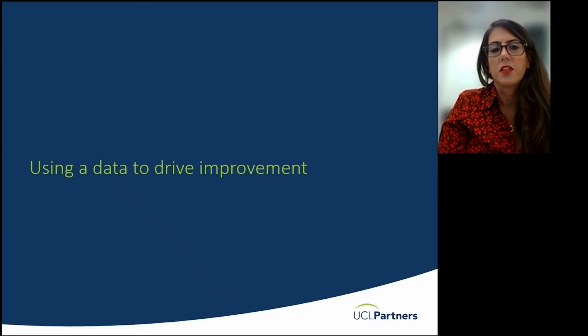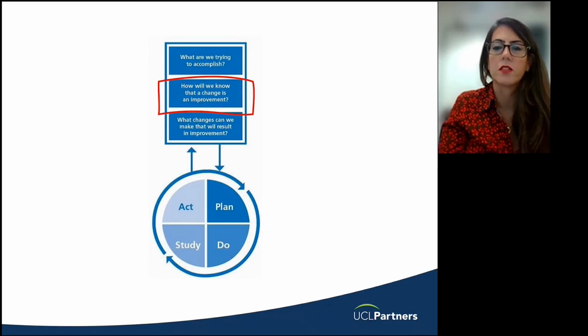Another really key message is about using data to drive improvement. And I talked about data a bit earlier on, but I just want to come back to it. And I'm going to use this model that I also referred to. So this is known as the model for improvement. It's got 3 questions. First one is, what are we trying to accomplish? We've almost covered that off in a way through our SMART aim.